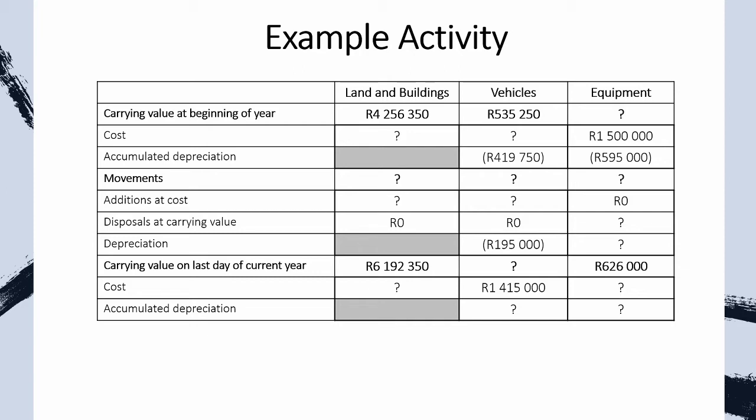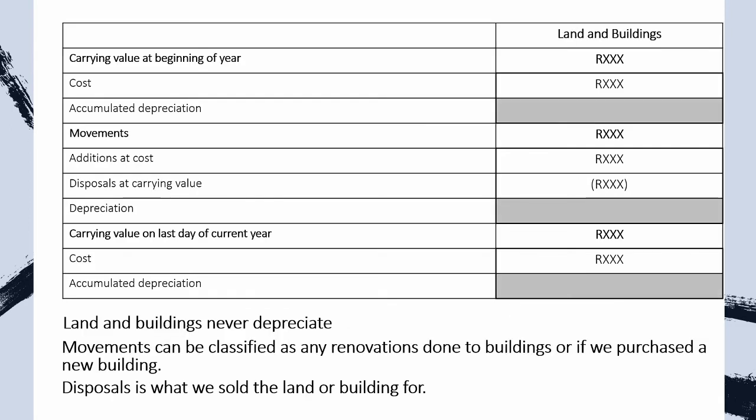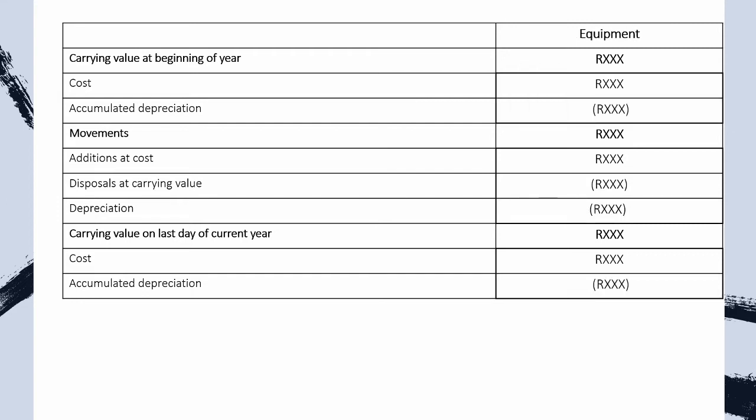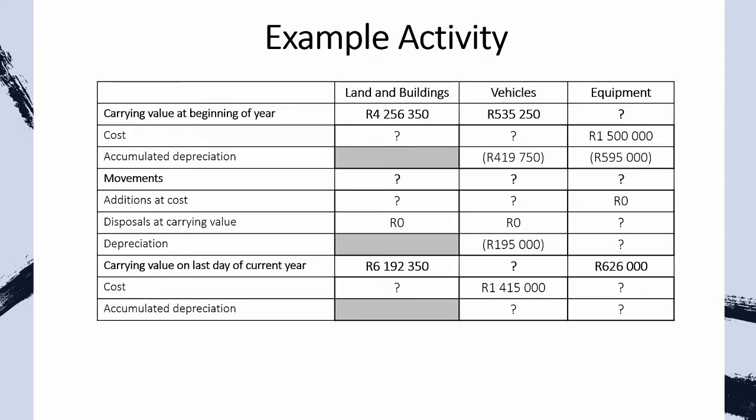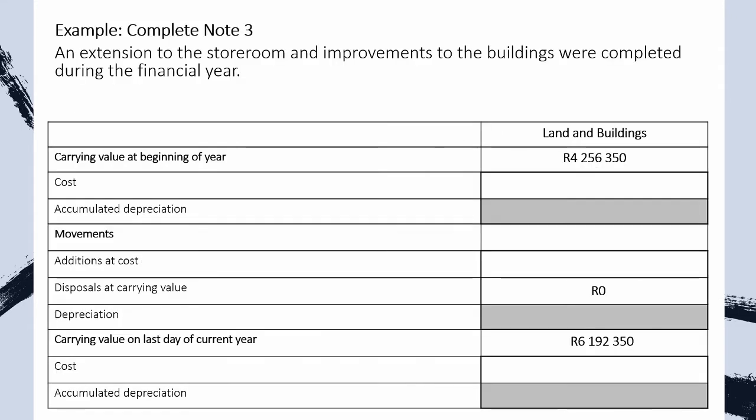So as I showed it to you in the last three, we break them down one by one. We do one asset at a time. Okay, so let's focus on one asset at a time, just like I've done here. All right. So let's take a look at land and buildings first. Okay. So in our information, they tell us that an extension to the storeroom and improvements to the buildings were completed during the financial year. Now they've given us information. They've given us the carrying value at the beginning of the year and the carrying value at the end of the year. All right. Now we know that there's no accumulated depreciation on land and buildings.